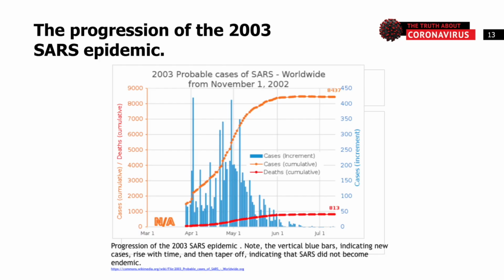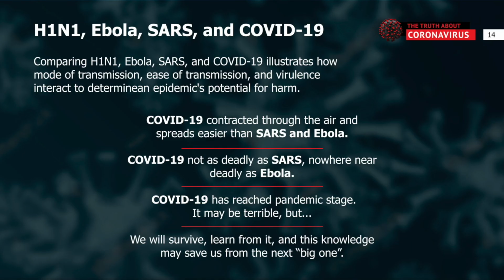The progression of the 2003 SARS epidemic. Note the vertical blue bars indicating new cases rise with time and then taper off, indicating that SARS did not become endemic. Comparing H1N1, Ebola, SARS, and COVID-19 illustrates how factors such as mode of transmission, ease of transmission, and virulence interact to determine an epidemic's potential for harm.